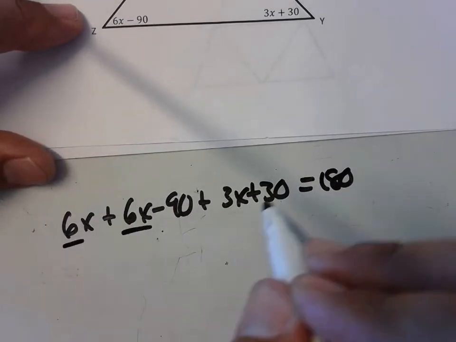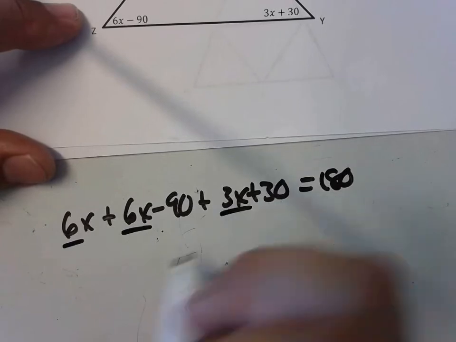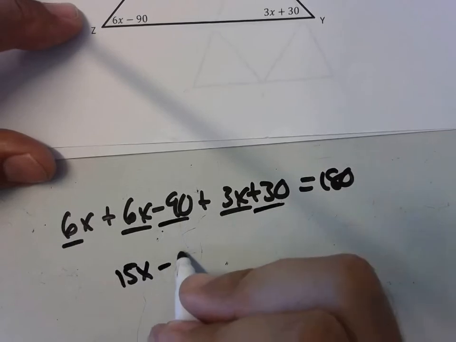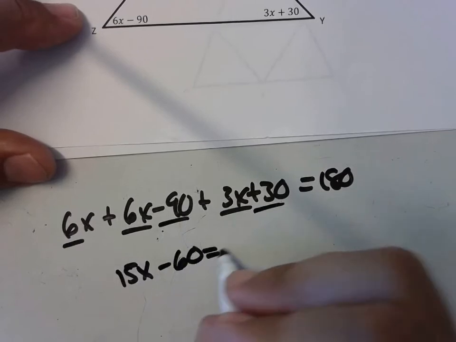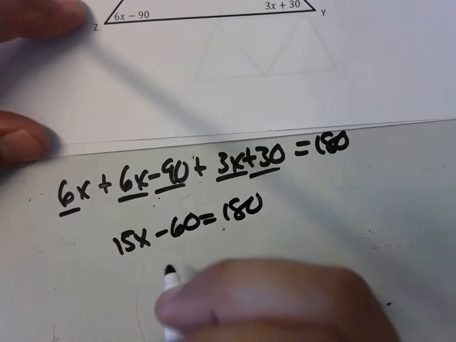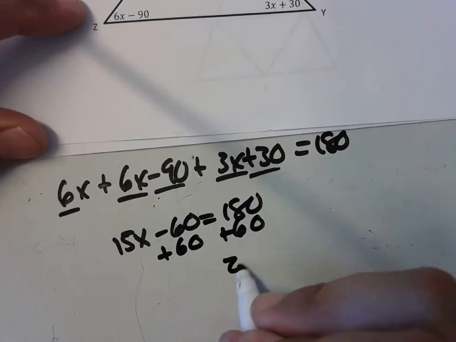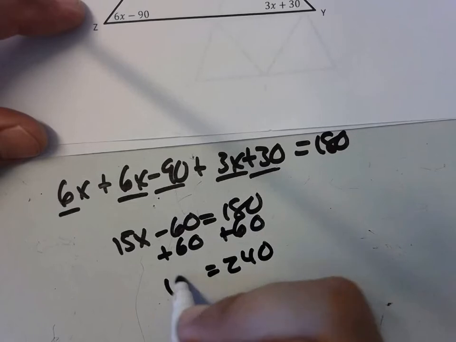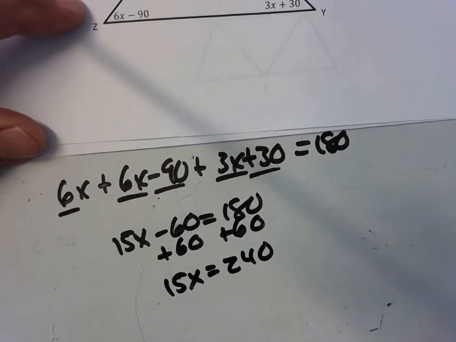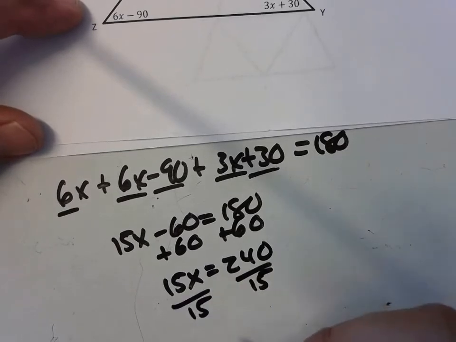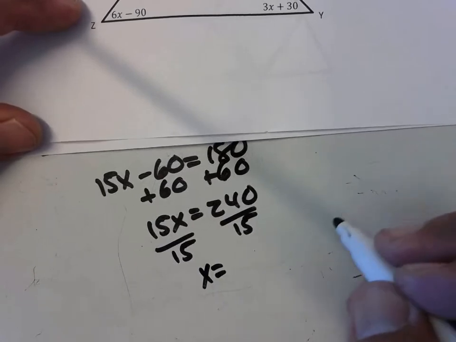Combine like terms. You have 6, 6, and 3. So this is 15x. You have a negative 90 and a positive 30, which gives you a negative 60 equals 180. Add 60 to both sides, you get 240 equals 15x. Divide by 15. X equals, let's do this off to the side.